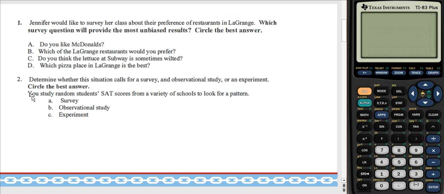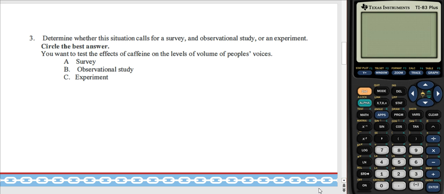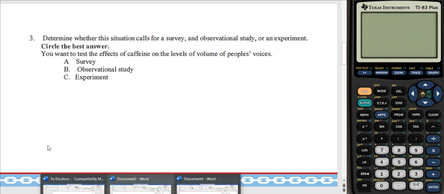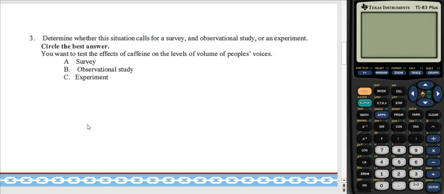So for this first question, studying random students' SAT scores from a variety of schools to look for a pattern. Looking at patterns and data would be our observational study. In question 3, you want to test the effects of caffeine on the levels of volume of people's voices. Well, anytime you are doing some sort of testing, that would fall then into the experiment part. Testing is experiment, so if you see that word testing, you know it's experiment.